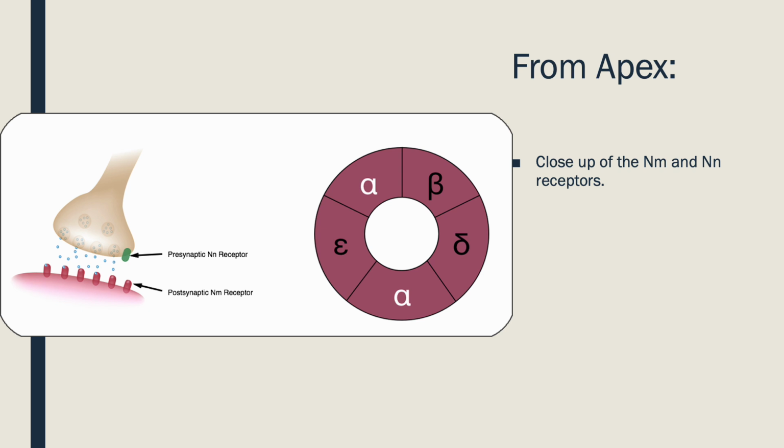Okay, so NM receptor composition: 2 alpha, 1 beta, 1 delta, 1 epsilon, except in fetal, where that epsilon is a gamma. NN receptors: autonomic ganglia, CNS, part of neuronal communication. Neuromuscular blockers target the NM receptors, while ganglionic blockers target the NN receptors.